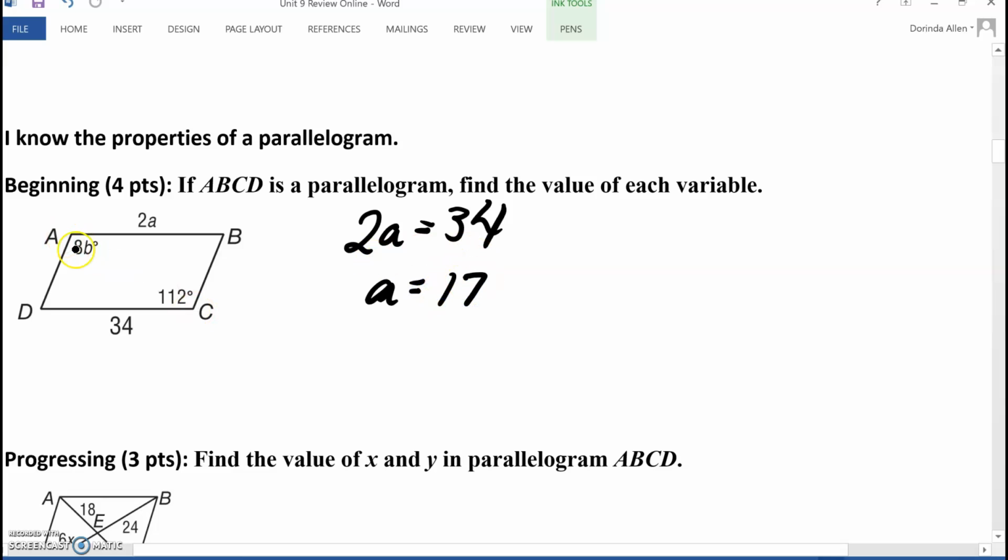And I also know opposite angles are equal. So 8b equals 112. Divide by 8. B equals 14.